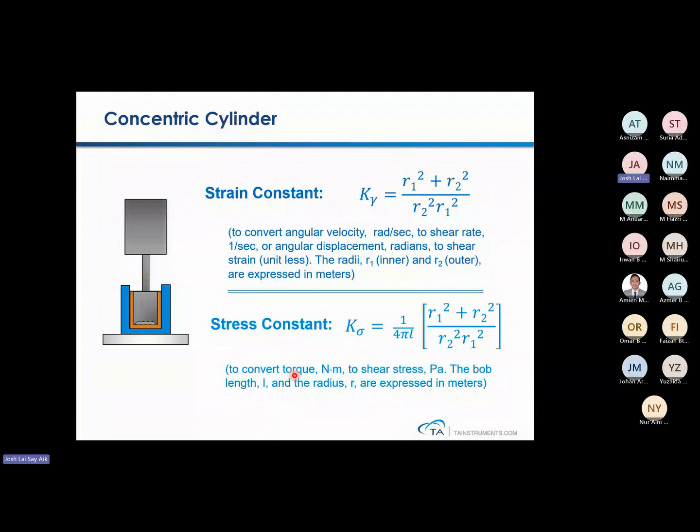So cone and plate, parallel plate done. We also have the concentric cylinder. When to use a concentric cylinder, besides, let's say, if your sample cannot stand on the parallel plate? It's very good for highly evaporating samples because the sample size for a concentric cylinder is way higher than for cone and plate. So it will eventually reduce sample losses when you place your sample inside a cup instead of on a flat surface. Of course, their strain and stress constants are slightly more complicated, involving the inner radius and outer radius, and they have very unique stress and strain constants.